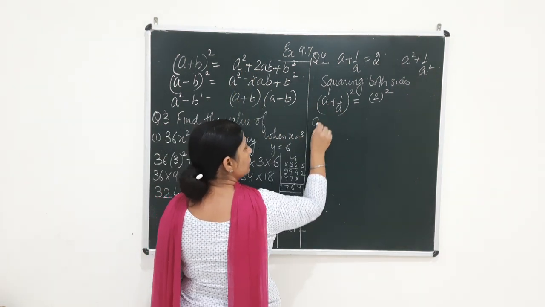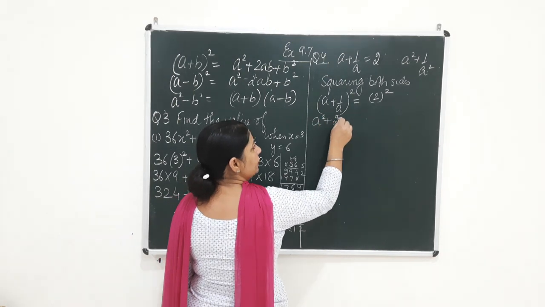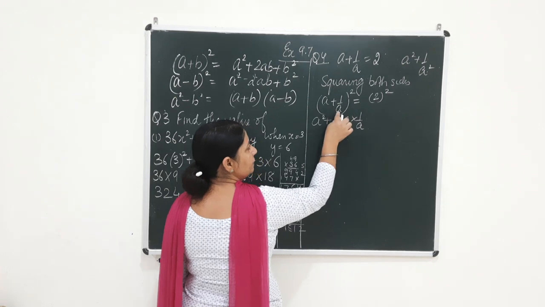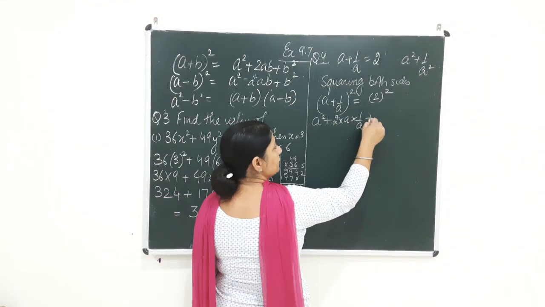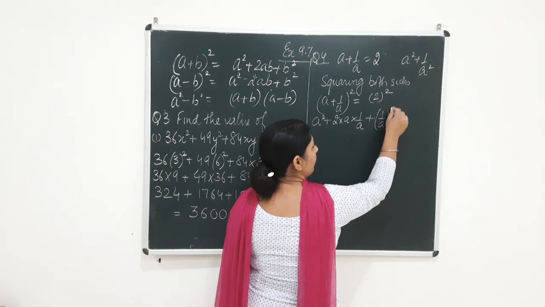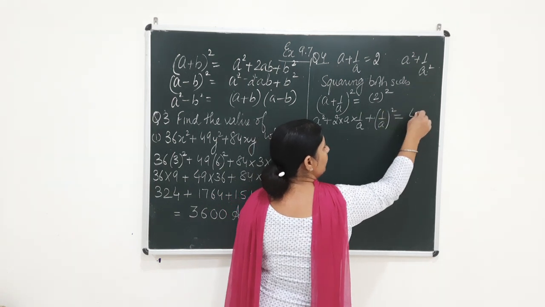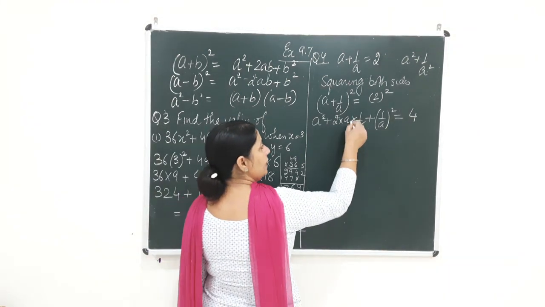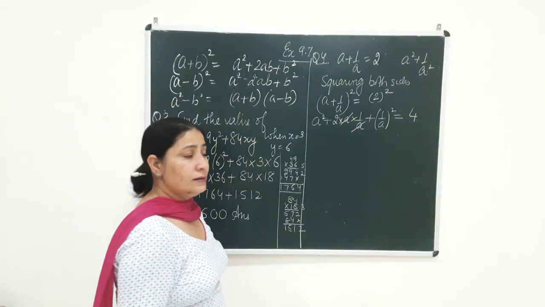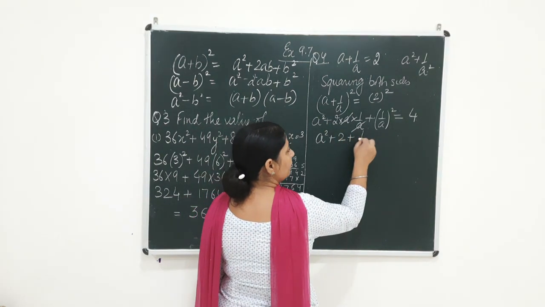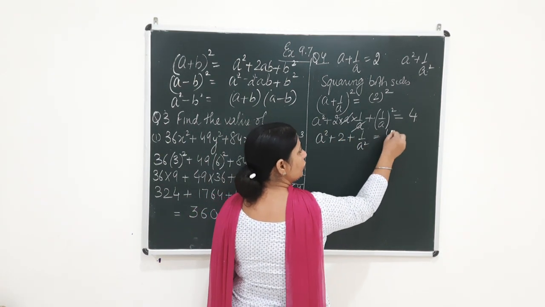a square, the first term, plus 2 multiplied by the first term a, multiplied by the second term which is 1 over a, plus the second term which is b, which is 1 over a, the whole square, and the other side, beta, 2 square will be equal to 4. Now what will happen? This a and this a will get cancelled. What you get is a square plus 2 plus 1 upon a square, which is equal to 4.